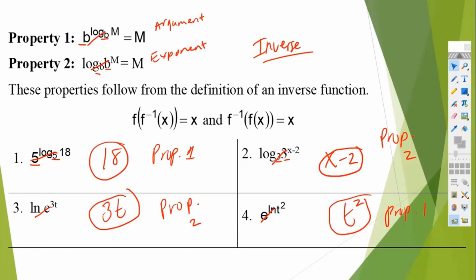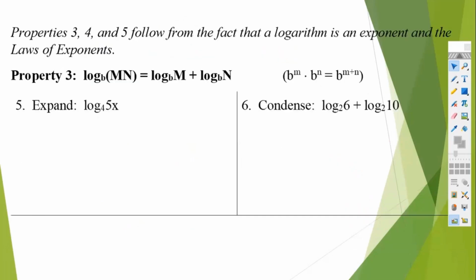Pretty good? Doable? All right, now we're going to move on to property number 3. Okay? Properties 3, 4, and 5 follow our exponent rules. So look right here as an example. This is called our product rule.